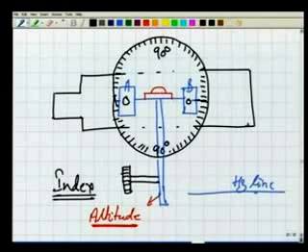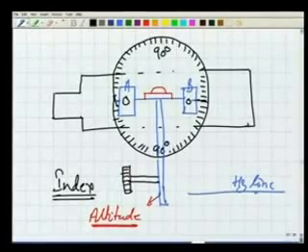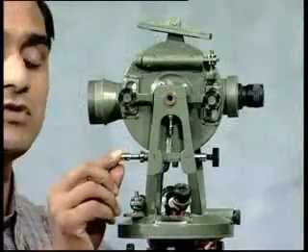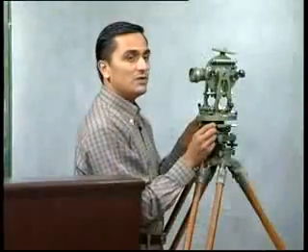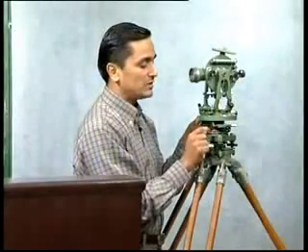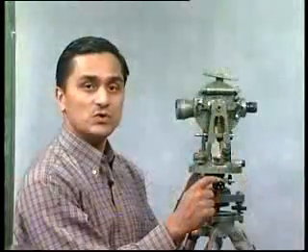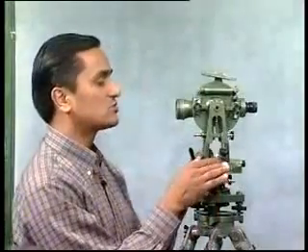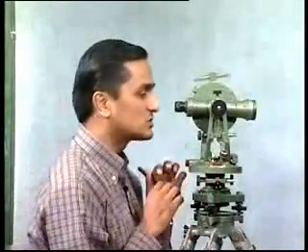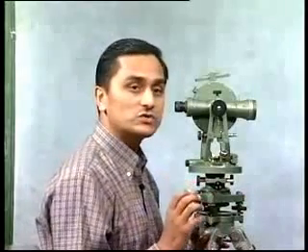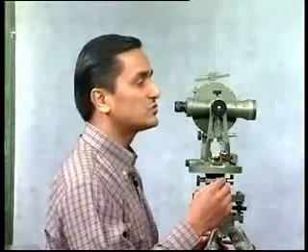One more thing which you will observe here, all these screws are milled differently. Here it is smooth, over here it is very coarse milled. This particular screw is very coarse milled, and this is very fine milled. Why is it so? Whenever we are working with the instrument, for example, if I am looking through the instrument, I am trying to bisect something, and I want to use a particular screw. For example, I want to use the clamp.